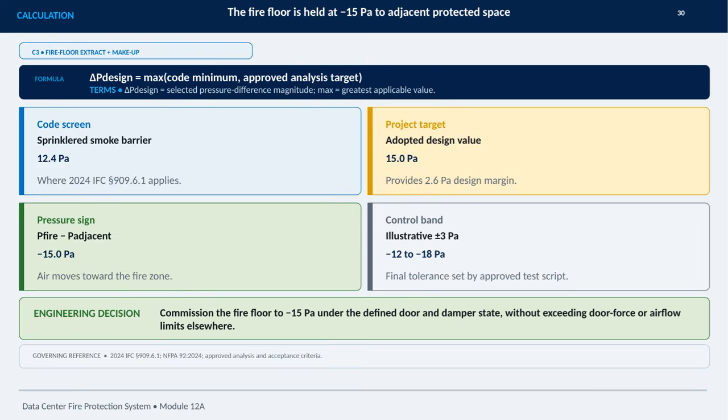The engineering decision is to commission the fire floor at negative 15 pascals under the defined door and damper conditions, while confirming that door forces and airflow limits are not exceeded elsewhere. The governing references are the 2024 IFC, NFPA 92:2024, and the approved analysis and acceptance criteria.